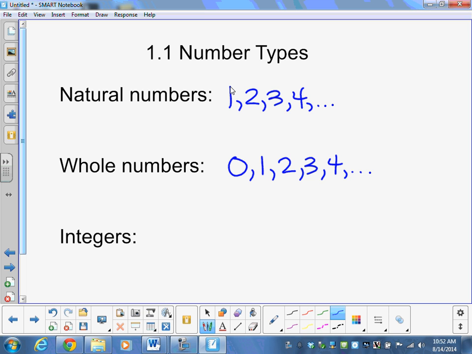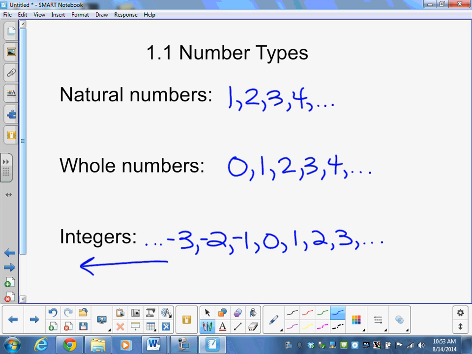When we start talking about integers, which is our third number type, that's where we include negative numbers. So integers basically are whole numbers and their opposites. So we include numbers such as -3, -2, -1, 0, 1, 2, 3, and so on. So these numbers go forever and ever, more and more negative, and then forever and ever in the positive direction. These numbers do include negatives, but they do not include fractions or decimals.